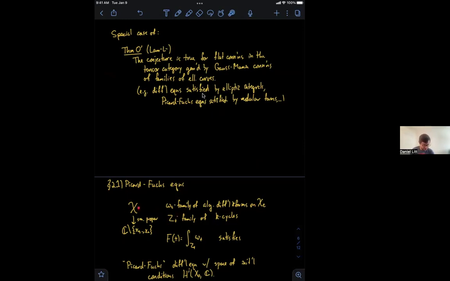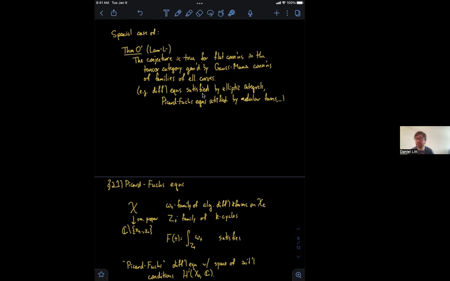All the fibers of this family are homotopy equivalent, so picking a cycle at one point gives you a cycle on all the nearby fibers, and this is what I mean by a family of k cycles. Then you can define a function as follows: you integrate your k form along your cycle. So you're integrating an algebraic differential form along a topological cycle, and this will give you a function that depends on the fiber you're integrating along. So it's a function on this base.